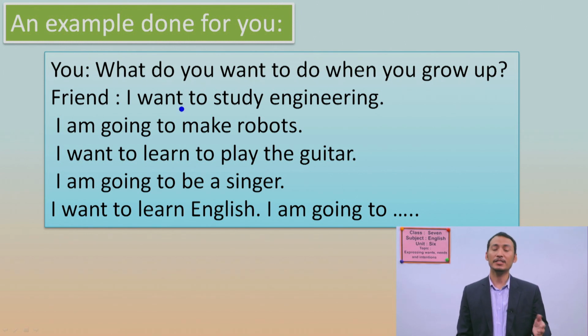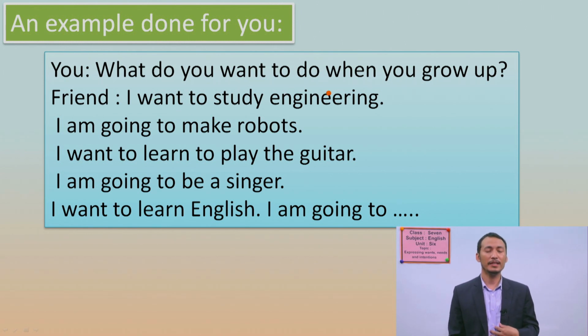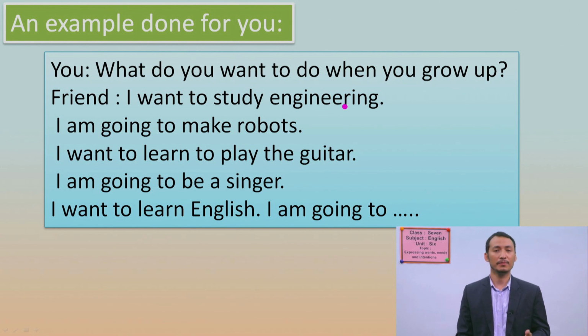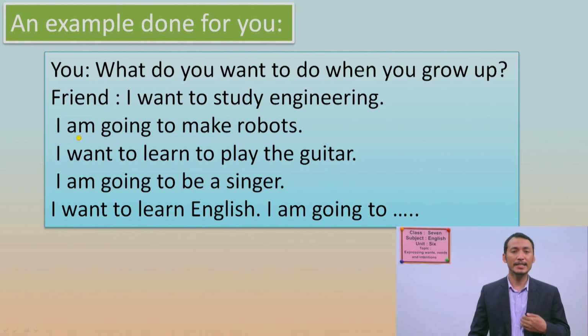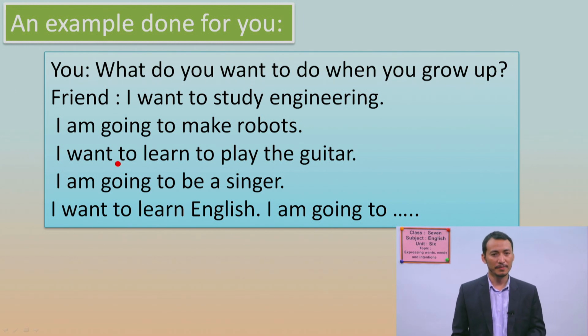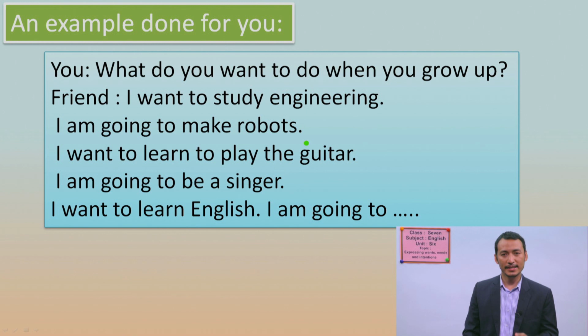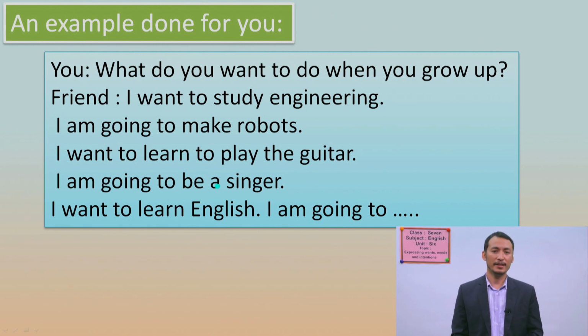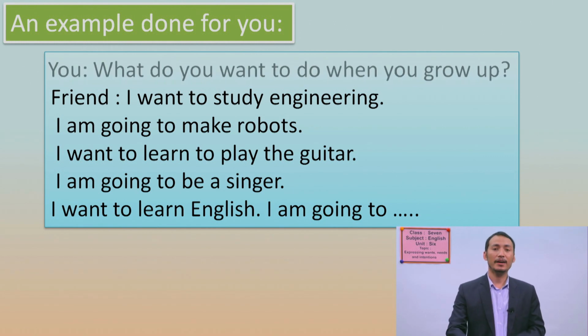Okay, the first one is your wish. You want to study engineering, and why? You can answer with your intention, like I'm going to make robots. You wish to study engineering because you plan or decide to make robots in your future. And you want to learn to play the guitar because it is your plan to become a singer. Likewise, you can express your wants and your intentions. Now let's see the other situations.